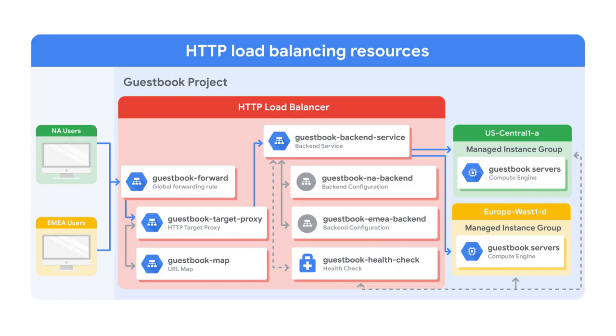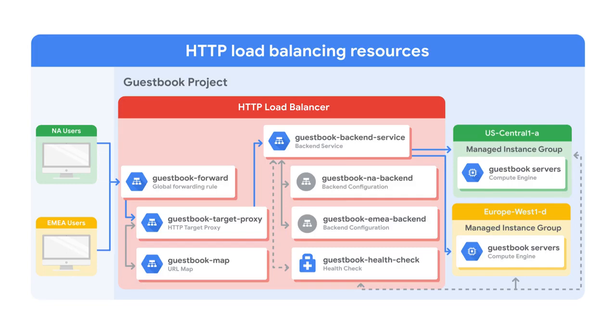In our example, traffic from the user in North America would be forwarded to the managed instance group in US Central 1A, and the traffic from the user in EMEA would be forwarded to the managed instance group in Europe West 1D. If there are several users in each region, the incoming requests to the given region are distributed evenly across all available backend services and instances in that region.